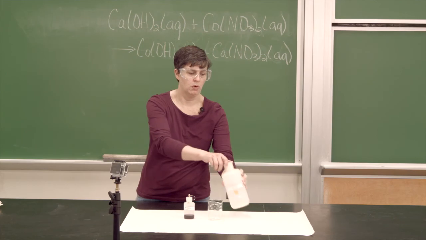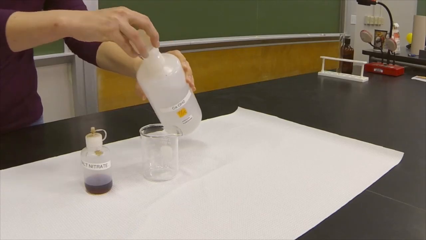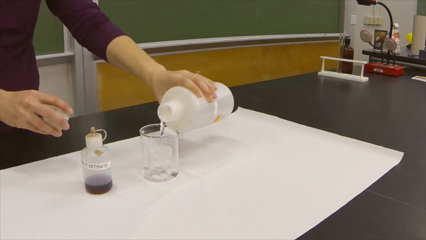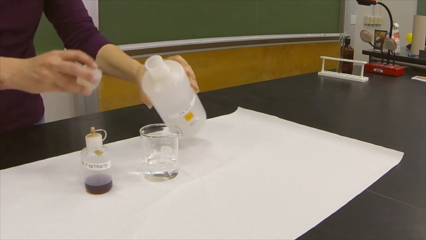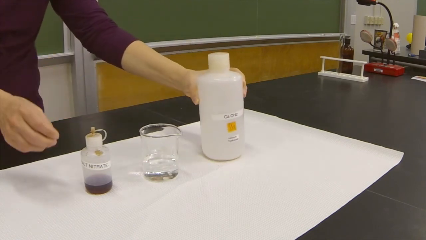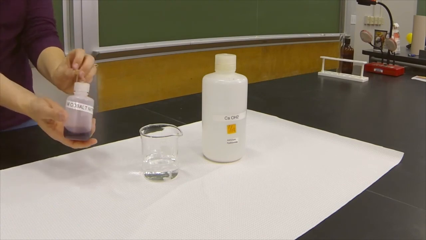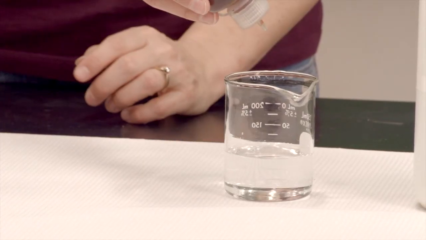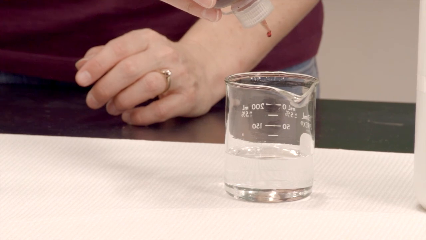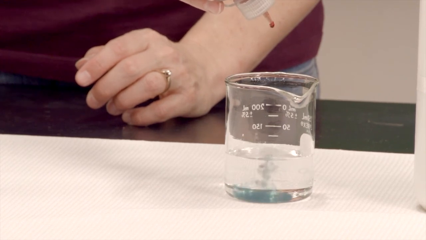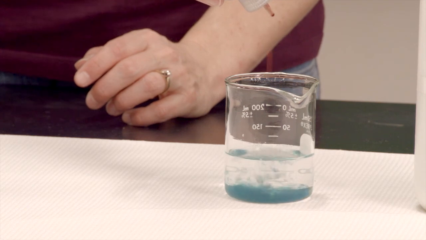So I'm going to pour the calcium hydroxide into our beaker. And then I'm going to add drops of our cobalt nitrate, which is a purple solution, and we should see the formation of a precipitate. And we see that it is a blue precipitate. What you see going to the bottom is actually a solid forming from the cobalt nitrate and the calcium hydroxide.